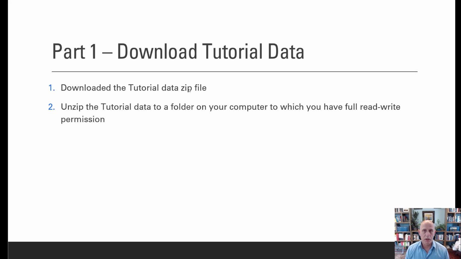And what you're going to do after downloading it is to unzip that tutorial data to a folder on your computer to which you have full read-write permission. That's quite important because otherwise, if you don't have full read-write permission, Cassandra won't be able to write output files from the model run to your working folder. So let's go and download the tutorial data from the Juno Cassandra documentation site.